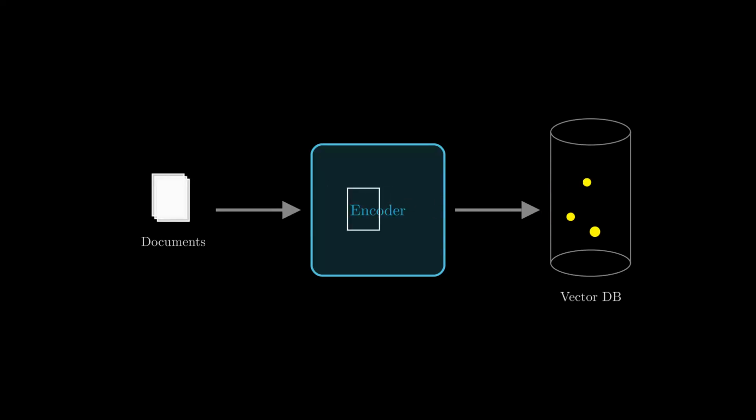We repeat this for every single document we have. We are essentially pre-computing the meaning of our entire dataset. By the end of this process, we don't just have a folder of files, we have a geometric map of information. Each dot represents a document's specific location in semantic space. This pre-calculation is crucial. It allows us to search through millions of documents in milliseconds later on.